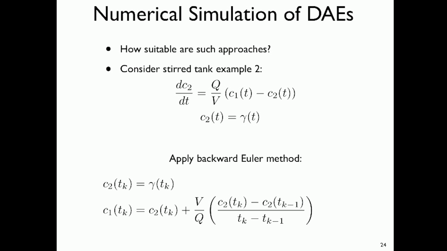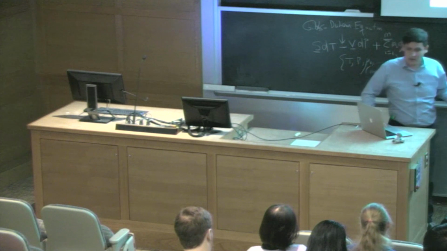I have to come up to my first equation now, and I have to substitute an approximation for the derivative. It's the backwards difference formula. So I find C1 of tk is C2 of tk plus V over Q, C2 of tk minus C2 of tk minus 1, divided by the time step. Remember, this approximation for the derivative has a leading order error that goes like the time step. So my local approximation for C1 is not second order accurate. It's only first order accurate.